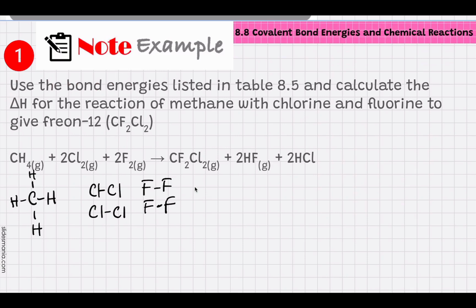Notice these are just a really rough structure. It's not a true Lewis diagram, not the way that we draw them with lone pairs, but it does help you, especially with this molecule, to realize that there's two carbon-fluorine and two carbon-chlorine bonds. Then there's two hydrogen-fluorine bonds, and there's two hydrogen-chlorine bonds.